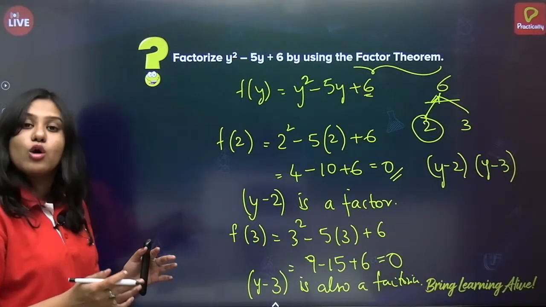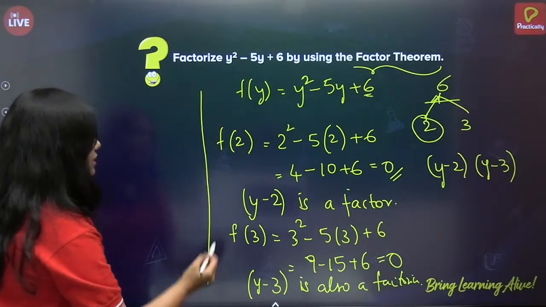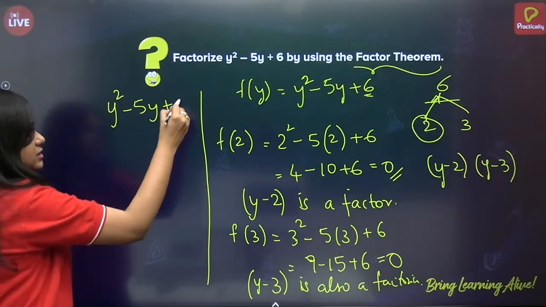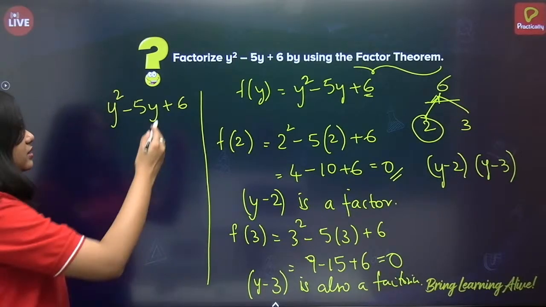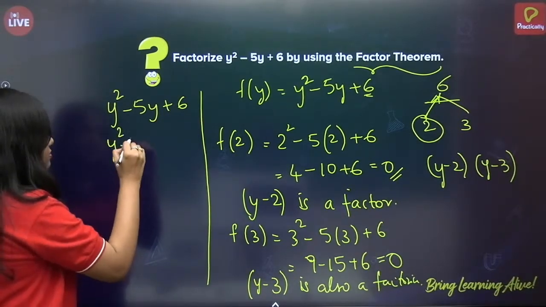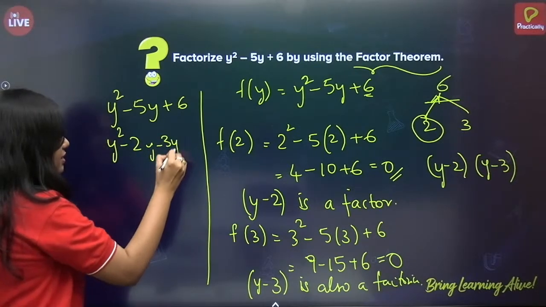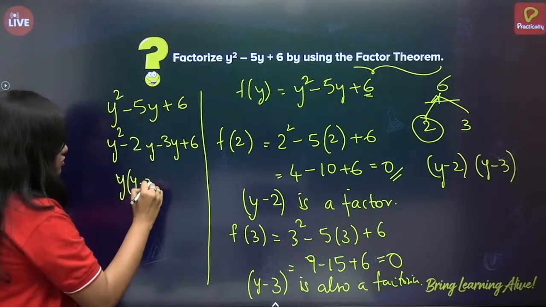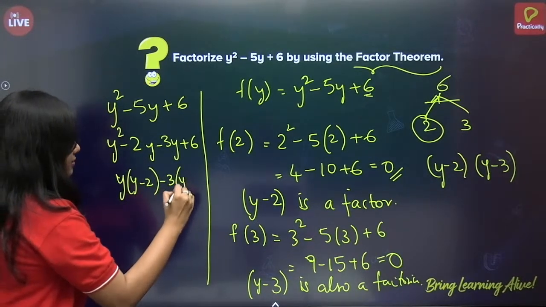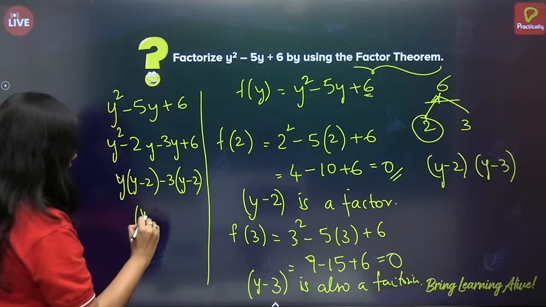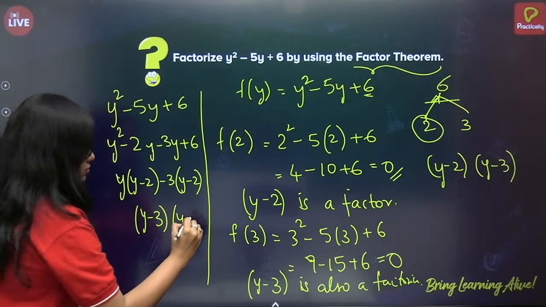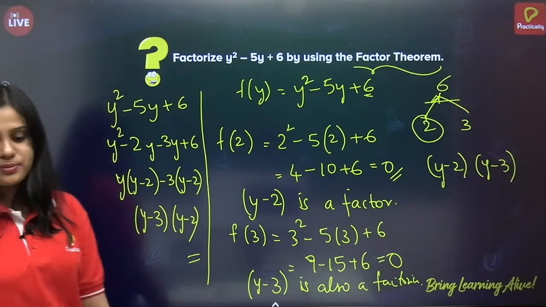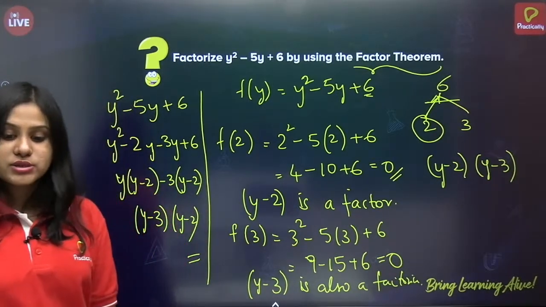Let us check it with split middle term. So y square minus 5y plus 6. Same thing, this can be written with 2 into 3. So y square minus 2y minus 3y plus 6. So y of y minus 2 minus 3 of y minus 2. So y minus 3 into y minus 2. Even with the splitting middle term we got the same thing. I hope your doubt is clear.